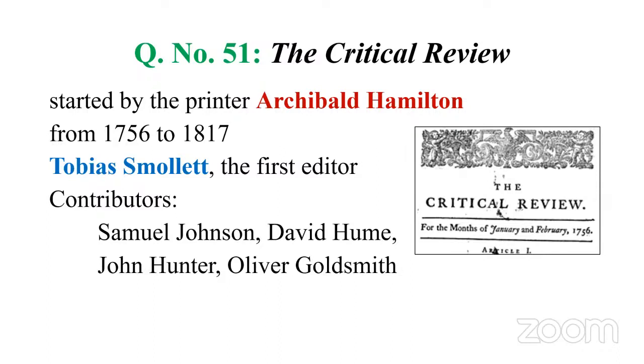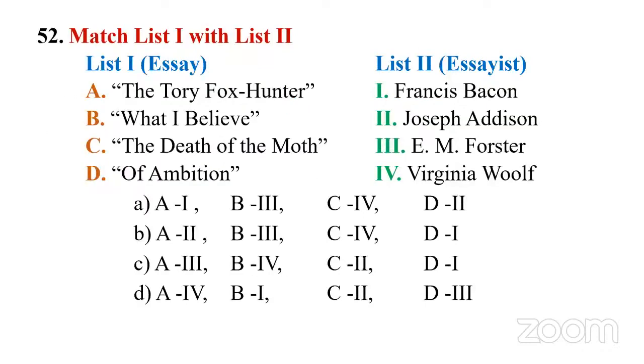With this, we go to the next question, 52. Match List 1 with List 2. List 1 has essays, List 2 has essayists. On the one hand, we have A, The Tory Fox Hunter, against which we have 1, Francis Bacon. Then B, Essay, What I Believe, against which we have 2, Joseph Addison. Then C, The Death of the Moth, against which we have 3, E.M. Forster. Then D, Of Ambition, against which we have 4, Virginia Woolf.